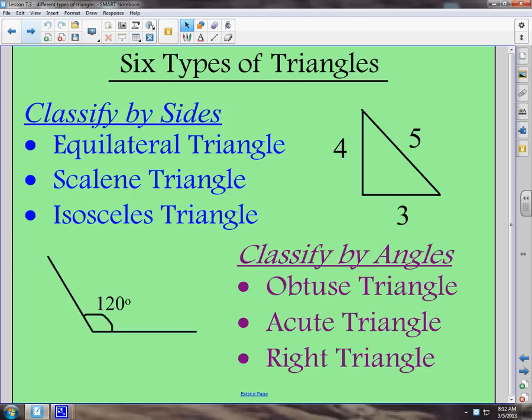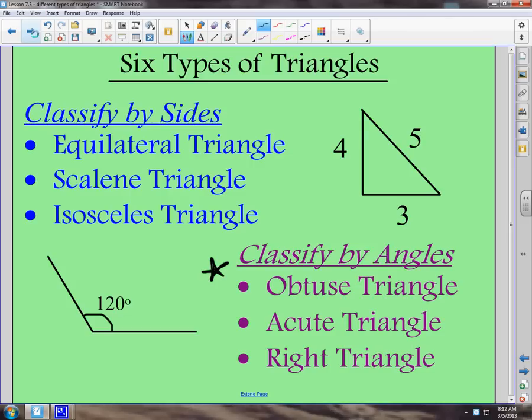So write them down. We can take a triangle and classify it by its sides. So we can call it an equilateral triangle, a scalene triangle, or an isosceles triangle just by looking at its sides. And we can classify it by its angles. We can do an obtuse triangle, an acute triangle, and a right triangle. These 3 that I just read off, you should remember from yesterday's lesson or from the 7.1 lesson.